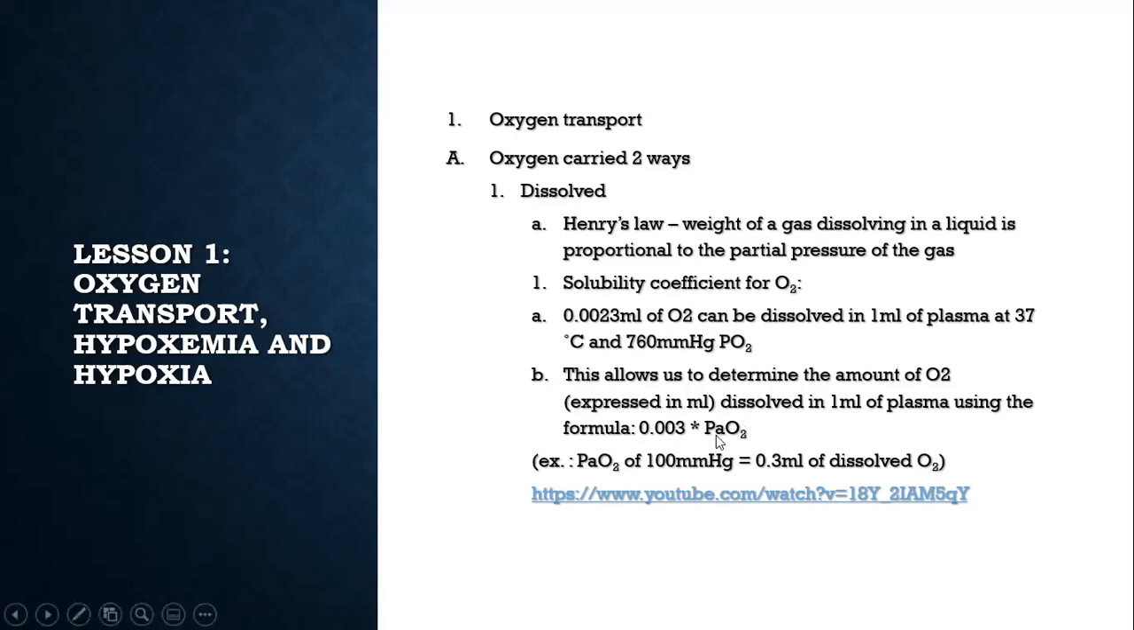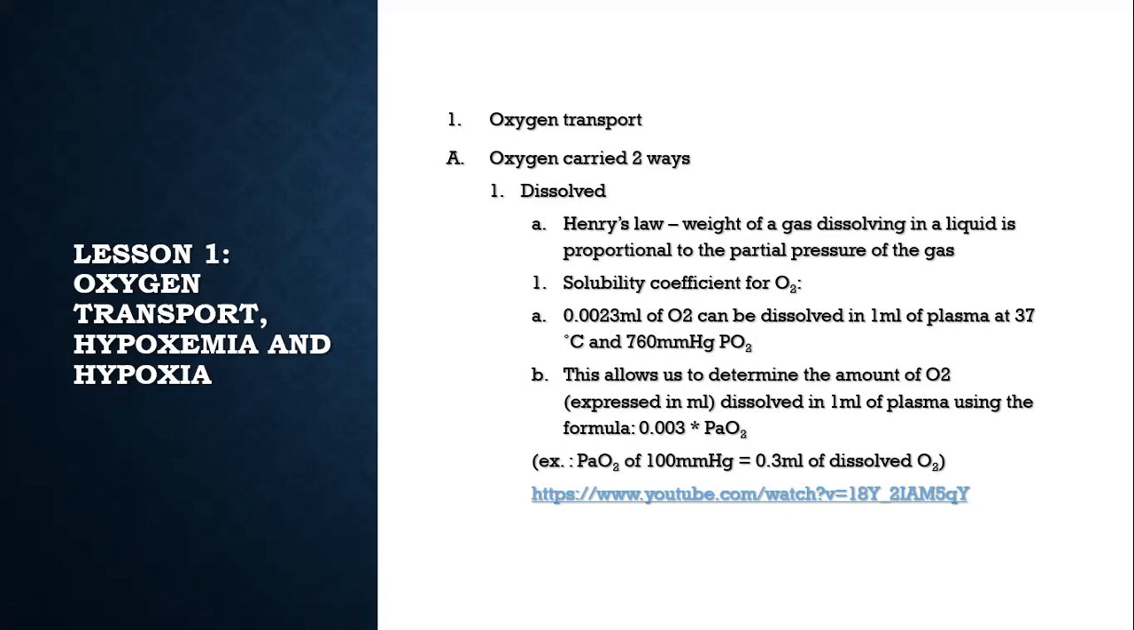The P little a O2 is the partial pressure of arterial oxygen. Little a is arterial, right? So the partial pressure of arterial oxygen, that result comes from the ABG. When you stick your patient and it gives you these values, you'll pull the PaO2 out of there, multiply it by 0.003, and that's how many mLs have been dissolved in that patient's plasma. That's how many mLs of oxygen is dissolved, okay?